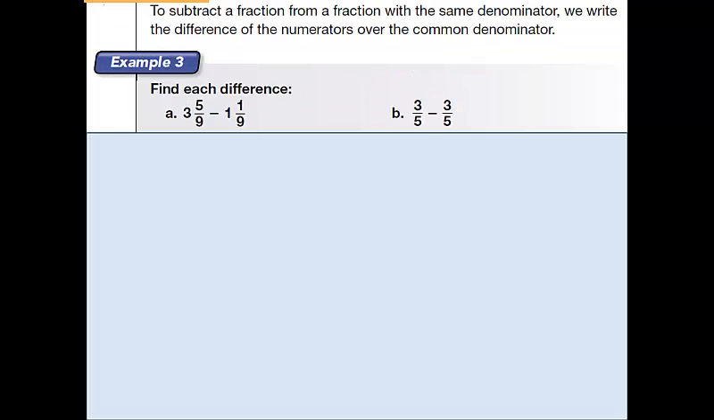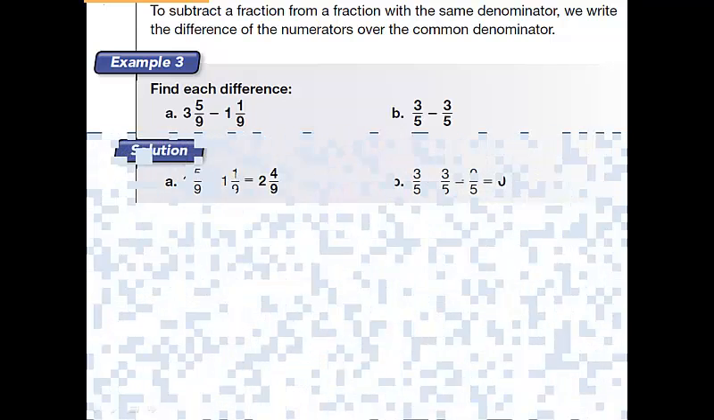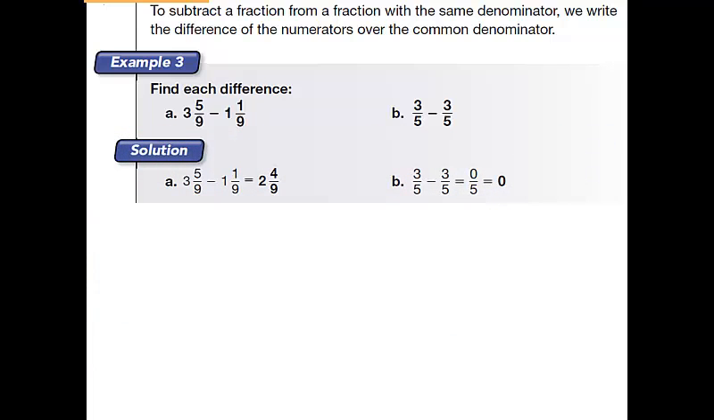To subtract fractions from a fraction with the same denominator, we just write the difference. So go ahead and work both of these just like we did the addition, but subtract instead. Let's see how we do. In the first example, we're going to take the 3 minus the 1 and come up with a 2. 5 minus the 1, come up with a 4. Put it over the common denominator of 9. We get 2 4/9. In example B, 3 minus 3 is 0 over the 5. 0 over 5 equals 0.